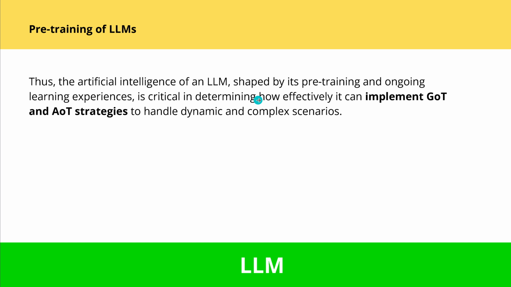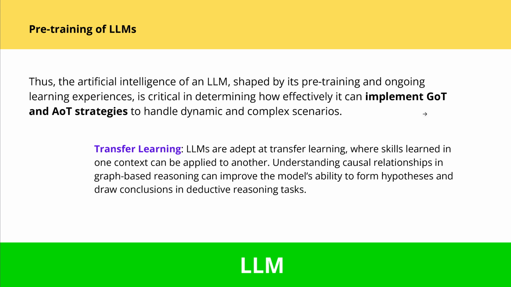So this means now the artificial intelligence of an LLM, shaped by its pre-training and ongoing learning experiences by some continuous data stream, is critical in determining how effectively it can implement a graph-of-thought and abstraction-of-thought strategy to handle dynamic and complex scenarios, maybe even in the planning phase.